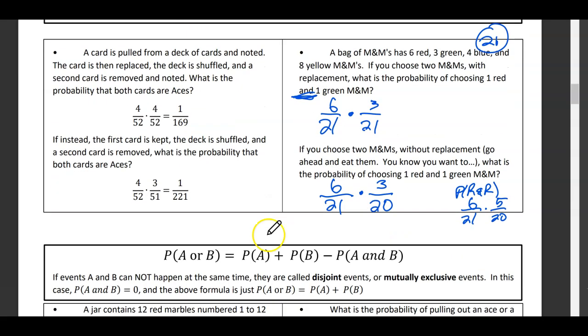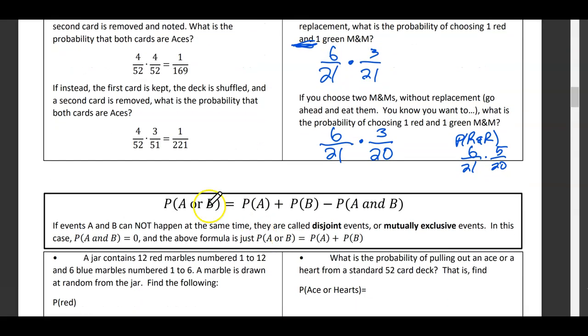Now, the OR probabilities. Probability of A or B is defined as the probability of A plus the probability of B minus the probability of A and B.